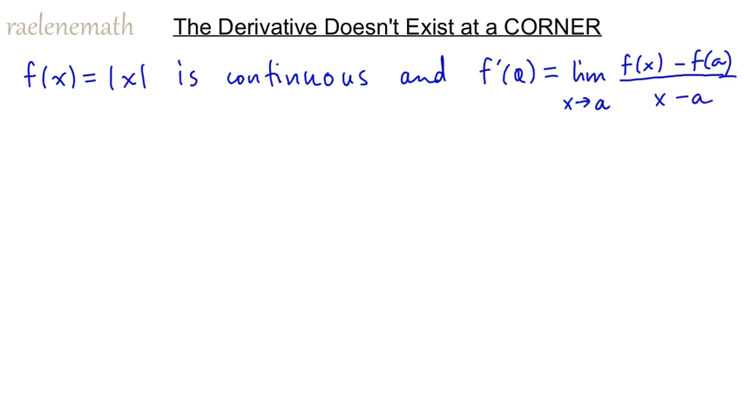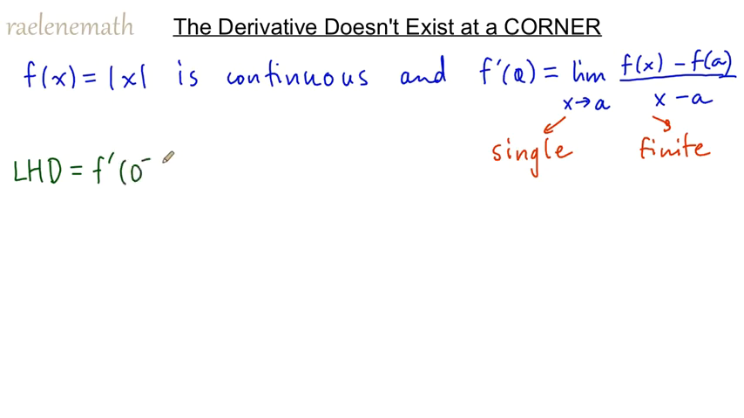Now what we're really saying is that this limit has to exist, so the limit has to be a single value, meaning that the left value of the limit and the right value must be the same, and the limit must be finite. So let's first work out the left-hand derivative. I'm going to call it left-hand derivative or left-hand slope, and I'm going to give it a notation of f prime of 0 with a superscript of minus. We're evaluating the slope at 0 because that's where the corner exists.